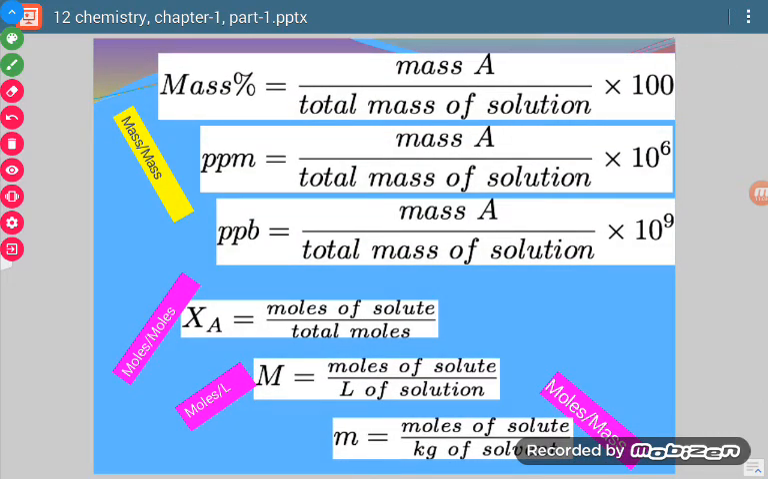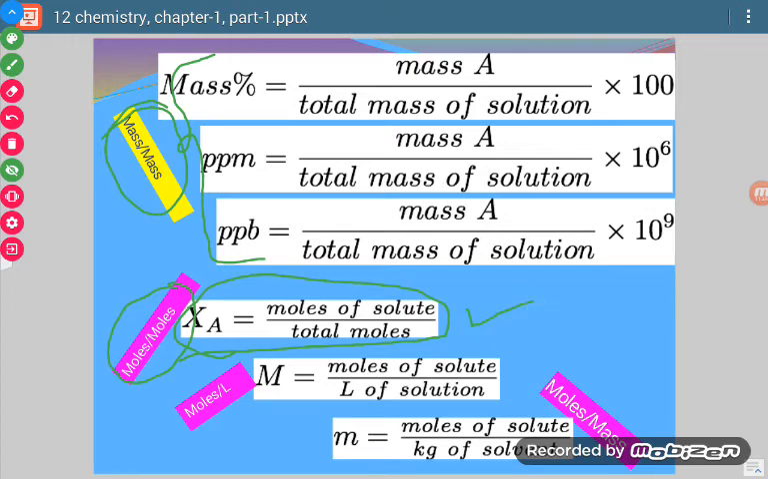Now we have studied all these different formulas. If we want to calculate ppm, ppb or mass percentage, then what are we using? We are using mass. Okay, if we have to calculate mole fraction, it is moles divided by moles, so there will be no units. For mole fraction there are no units, and for molarity units are moles per liter. Similarly, for molality we are dividing moles by mass.